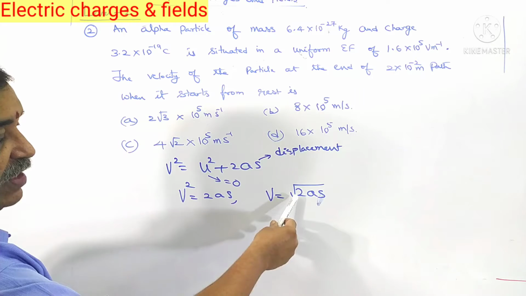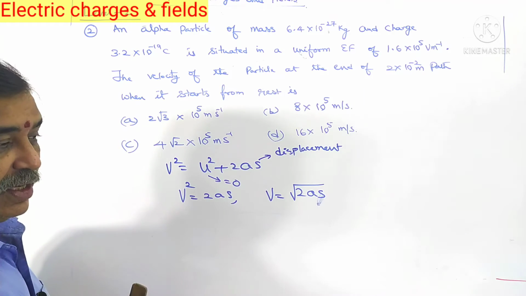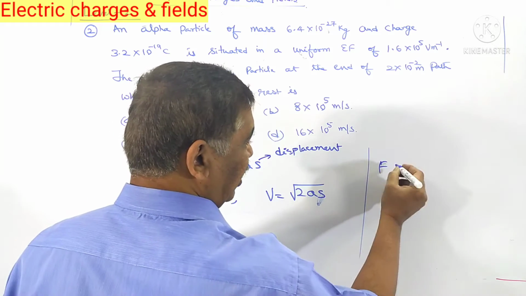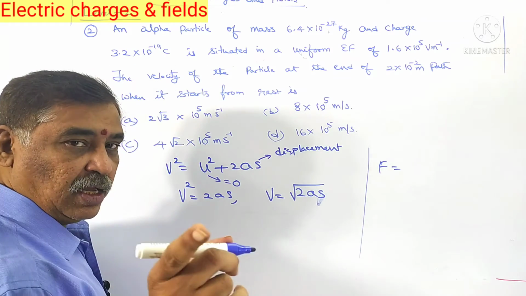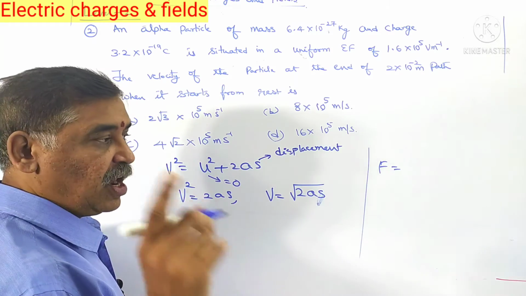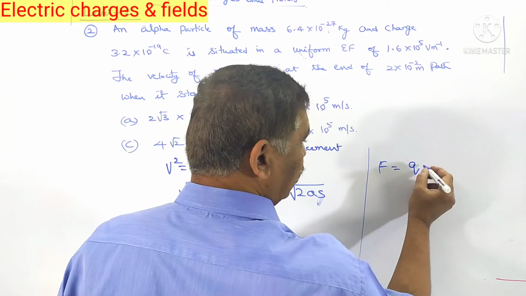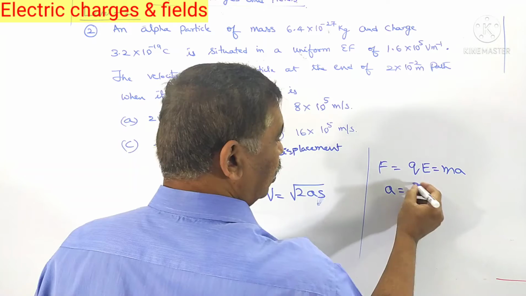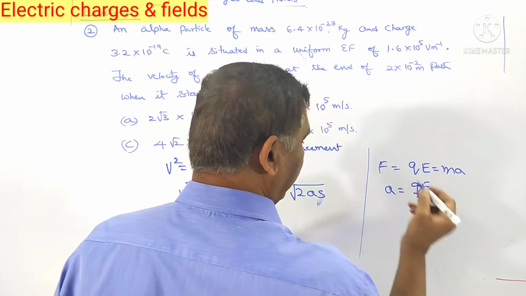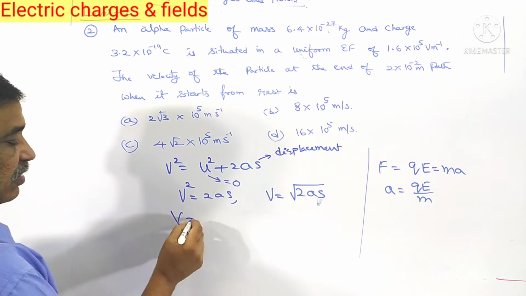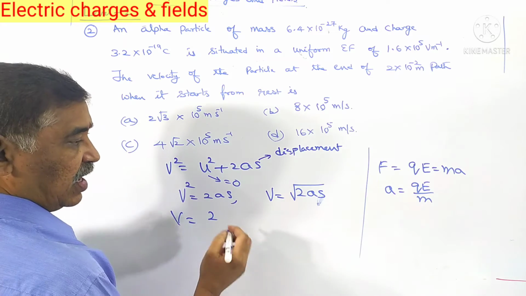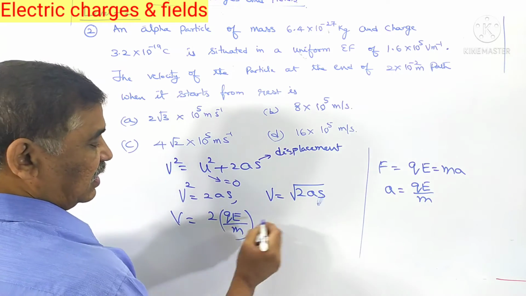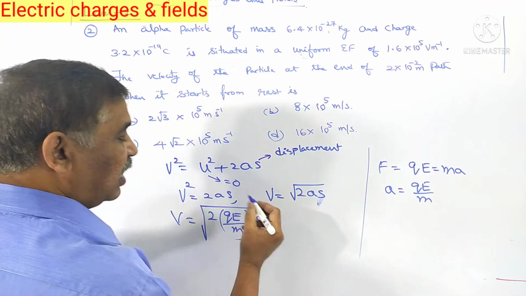Now, displacement is given, but acceleration is not available. In the previous discussion, I showed how to find the acceleration of a charged particle moving in an external electric field. F is equal to QE, that is equal to MA, so A is equal to QE by M. Substitute that: V is equal to the square root of 2, and I replace A by QE by M. Everything is under the square root.